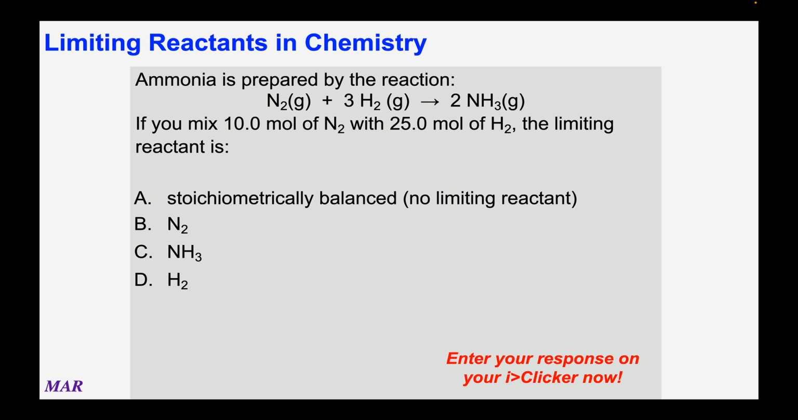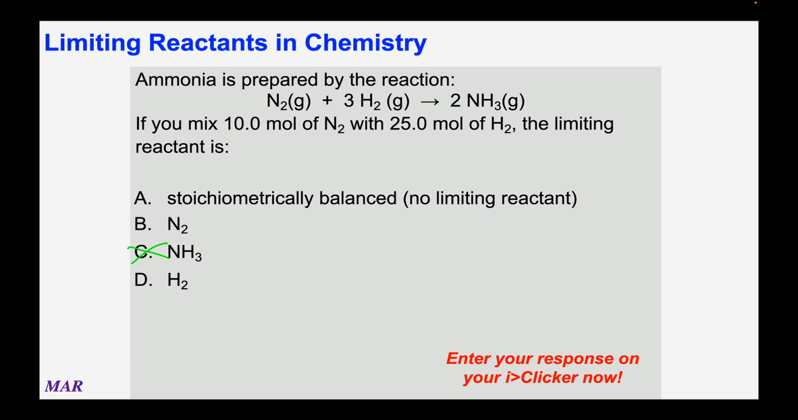Here's a kind of question you might see. In this question, we're making ammonia, NH3, from nitrogen and hydrogen. But in this version of the problem, you have 10 moles of N2 and 25 moles of H2. And the question is, what is the limiting reactant? And it gives you N2, NH3, or H2, or they could be stoichiometrically balanced. Okay, so first of all, in this problem, there's no way that it's going to be answer C, because NH3 is a product. Limiting reactant will only be a reactant, things to the left of the arrow. So the answers will be N2 or H2, or if they happen to be balanced, it could be answer A.